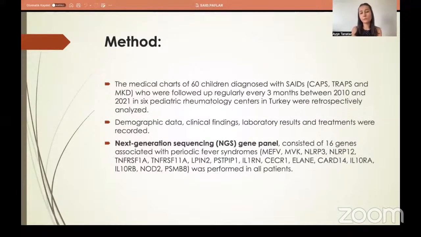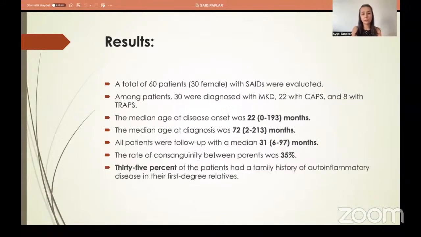The medical charts of 60 patients diagnosed with systemic autoinflammatory disease who were followed up regularly every 3 months between 2010 and 2021 in 6 pediatric rheumatology centers in Turkey were retrospectively analyzed. Demographic data, clinical findings, laboratory results, and treatments were recorded. A next generation sequencing gene panel consisting of 16 genes associated with periodic fever syndromes was performed in all patients.